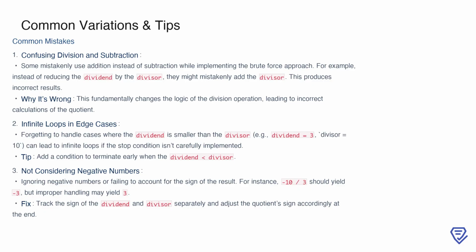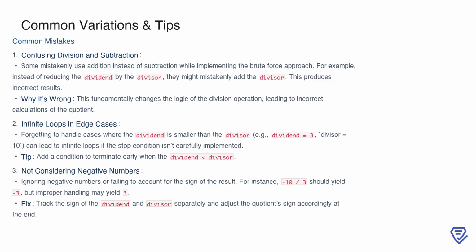For example, instead of reducing the dividend by the divisor, they accidentally add the divisor, which completely changes the logic of the operation and leads to incorrect results. Another issue is infinite loops when handling edge cases. If the dividend is smaller than the divisor, like 3 divided by 10, and there's no proper stop condition, the loop may never terminate. To avoid this, you should explicitly check if the dividend is less than the divisor and exit early.